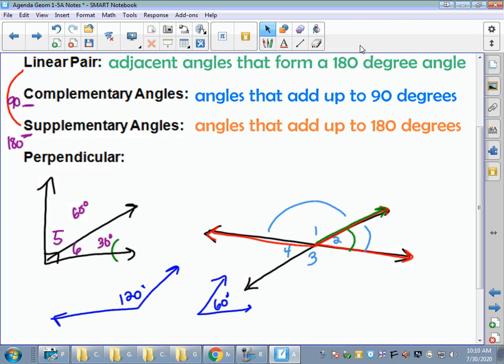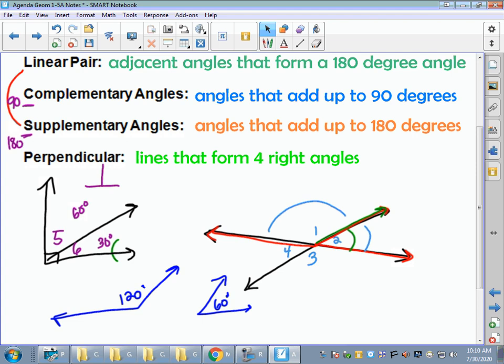Perpendicular. Hopefully you know the symbol for perpendicular. Perpendicular is like an upside down capital T. So I could say, oh, line S is perpendicular to line T. Perpendicular means that they form four right angles.